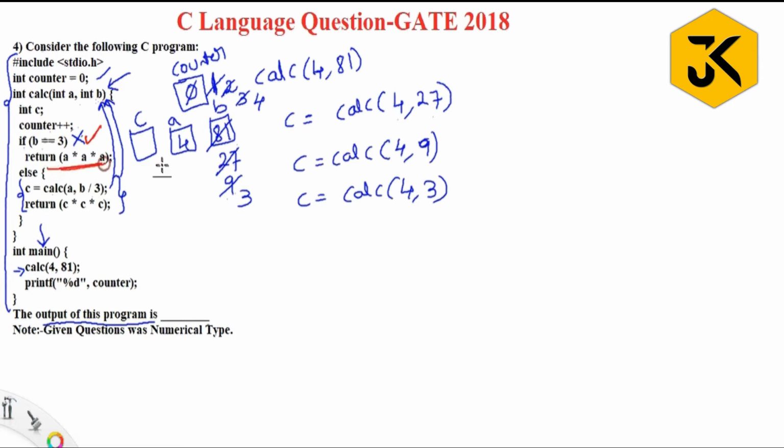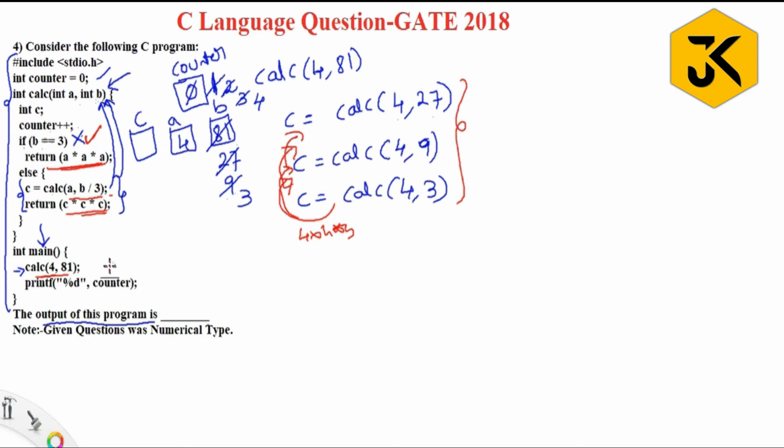a into a into a. Means it is going to return something. But you need to understand one thing here. They are asking about the output of the program. That means when this terminates, it is going to return a into a into a. What is the a value? 4 into 4 into 4. That will be returned. So after completion of this statement, it is going to return c into c.